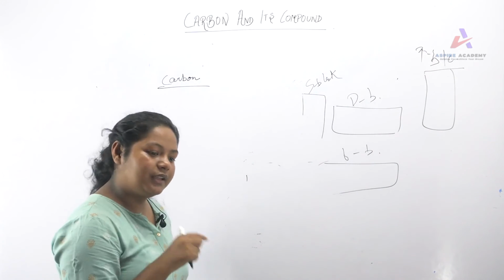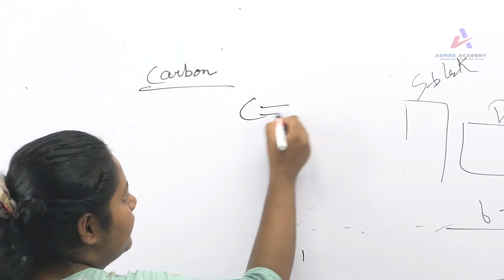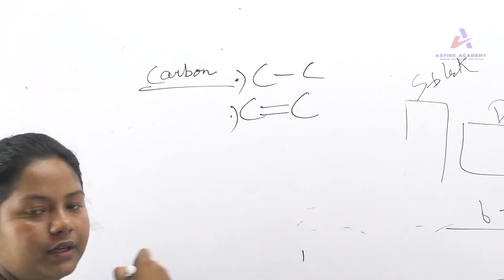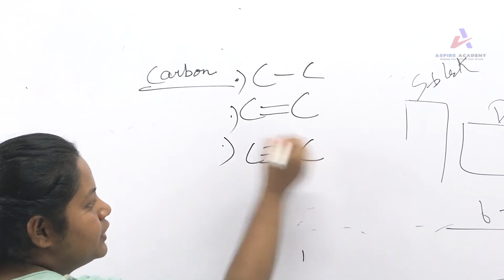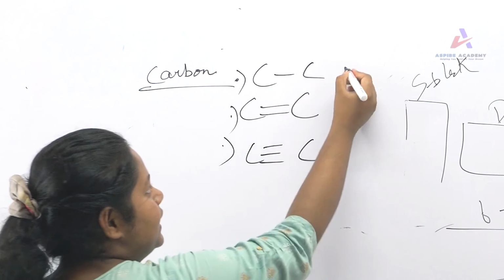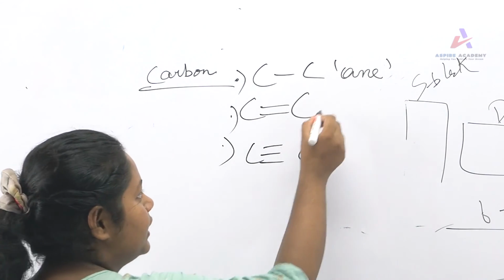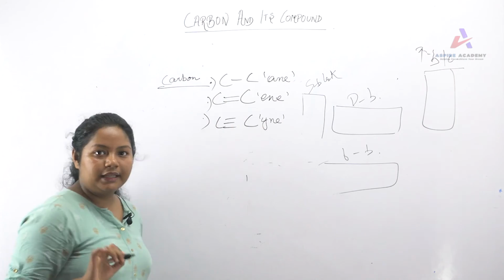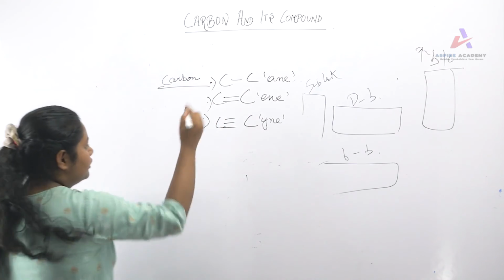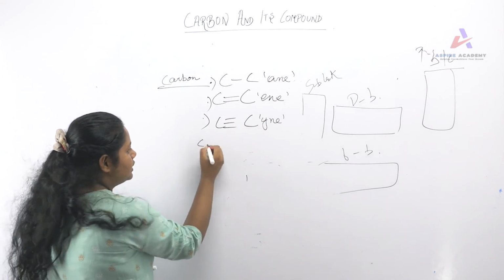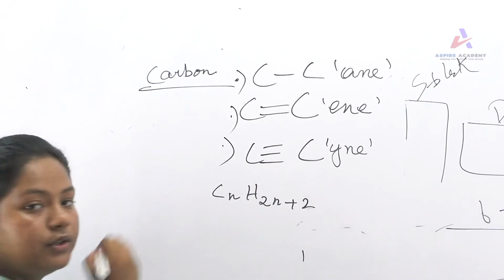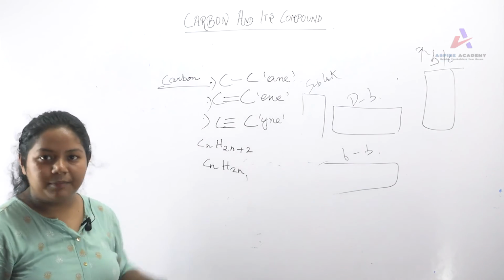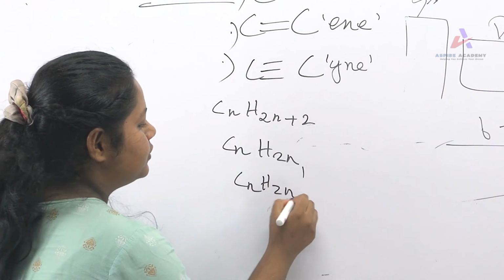In your syllabus 3 types of bonds are there. Carbon-carbon single bond, carbon-carbon double bond, carbon-carbon triple bond. What do we say this? It ends with A and E. It ends with E and E. It ends with Y and E. For carbon-carbon single bond, we have the formula CnH2n plus 2. For carbon-carbon double bond, we have CnH2n. For carbon-carbon triple bond, we have CnH2n minus 2.